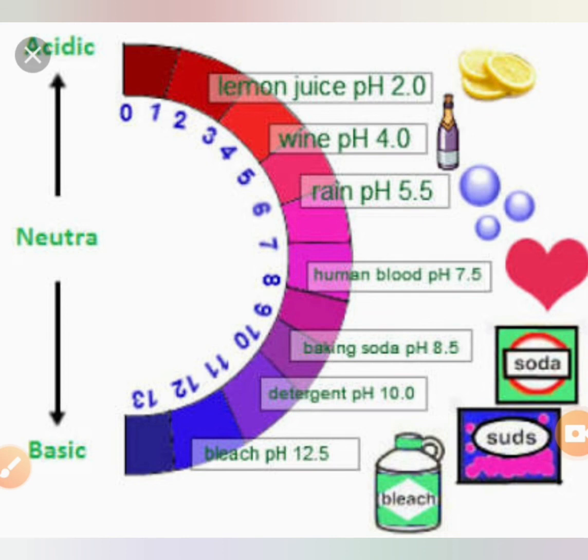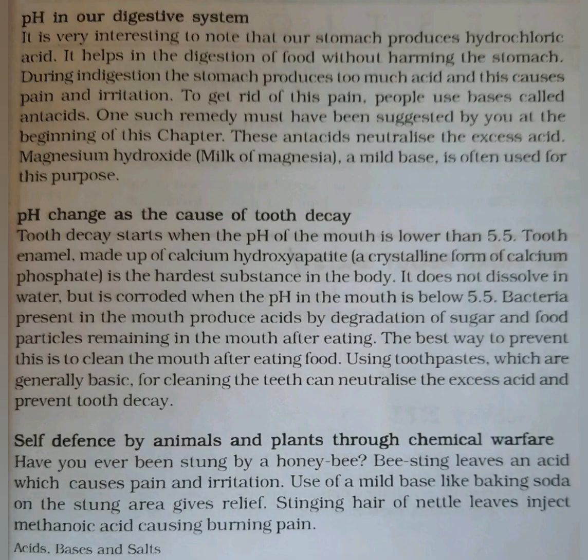Even this is also a pH scale, where you can see the soda and bleaching are the bases. The wine, lemon juice, and rainwater of 5.5 are the acids. So this scale, 0 to 7, is used for identifying acids, and 7 to 14 for bases. And this pH scale is used in our daily life. How is pH useful in our daily life?